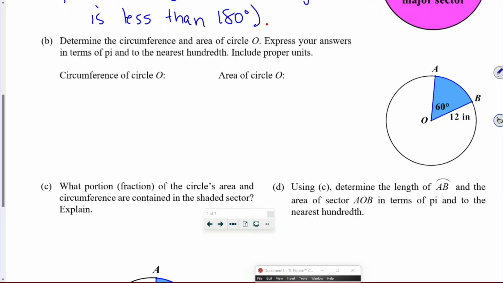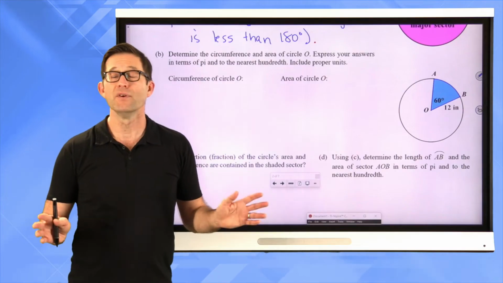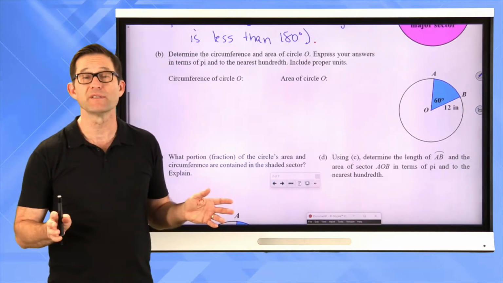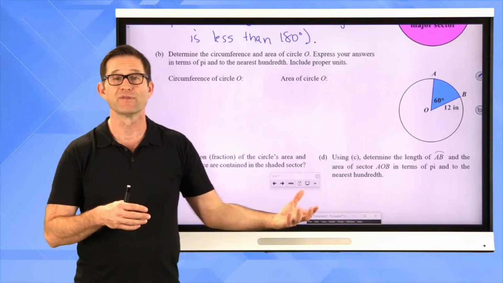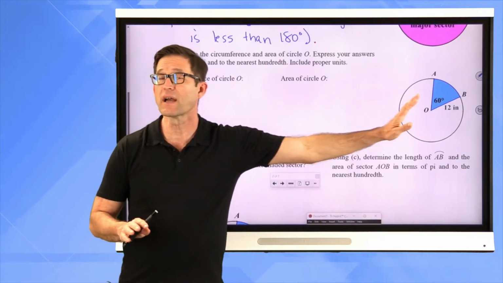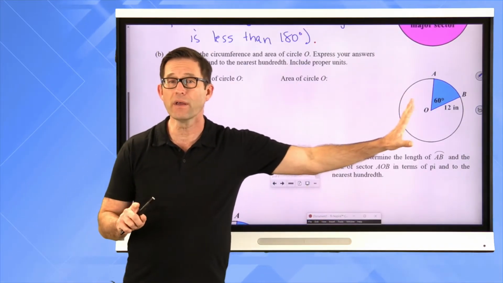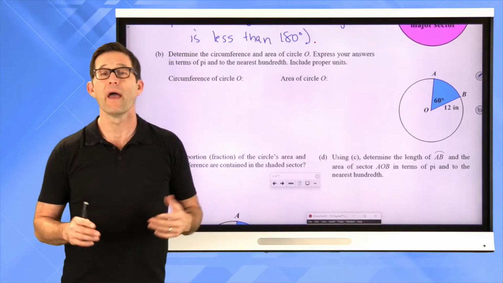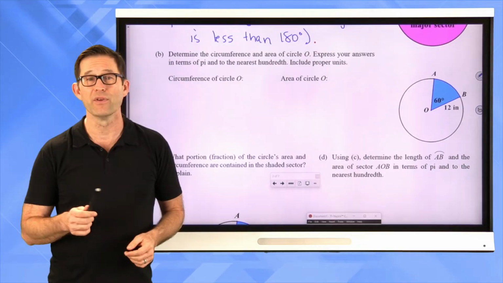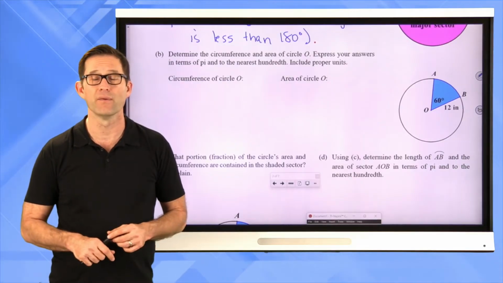Letter B. Determine the circumference and the area of circle O. Express your answers in terms of pi, and to the nearest hundredth, include proper units. All right, this should be easy peasy, right? Because we've been spending the last 3 lessons or so talking about areas and circumferences of circles. Don't worry about the sector at all. I just want to know the area of circle O and the circumference of circle O, both in terms of pi and to the nearest hundredth with units. Pause the video now and go ahead and do that.